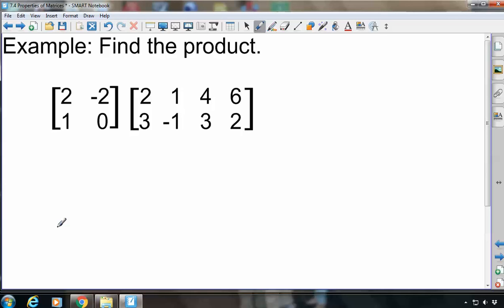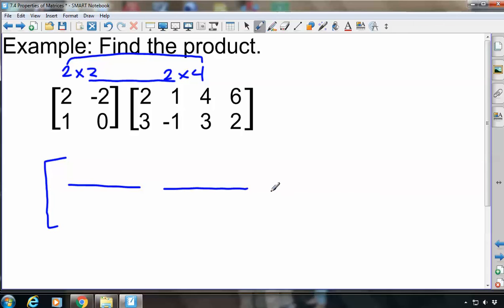Okay. So let's look at this one. So first we need to check if we can multiply them. So the size of the first, 2 by 2. Size of the second, 2 by 4. So can we multiply? Yes. What will be the size of our final answer? 2 by 4. So since these twos match, we can multiply. Our final answer is that size, so 2 by 4.